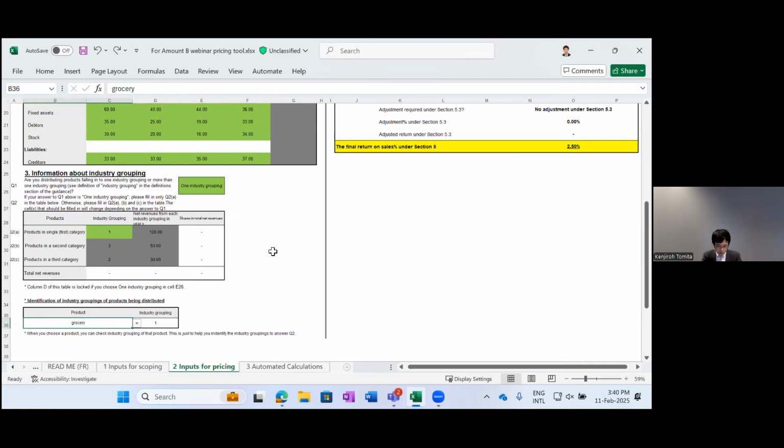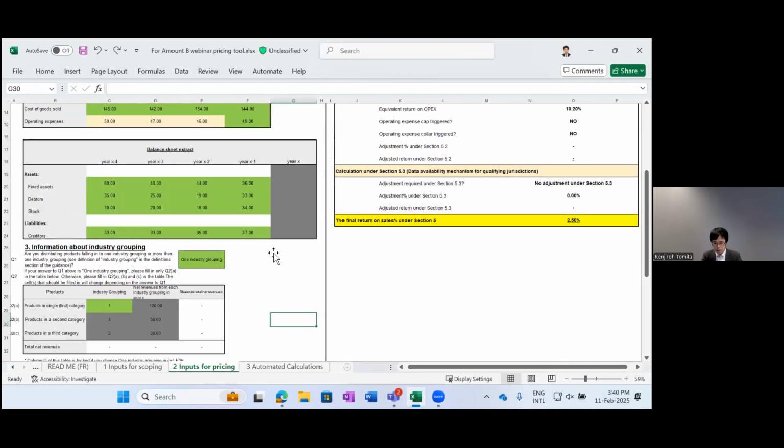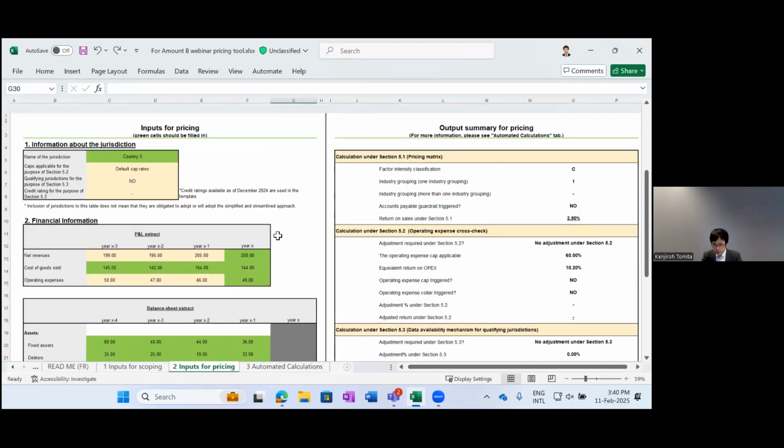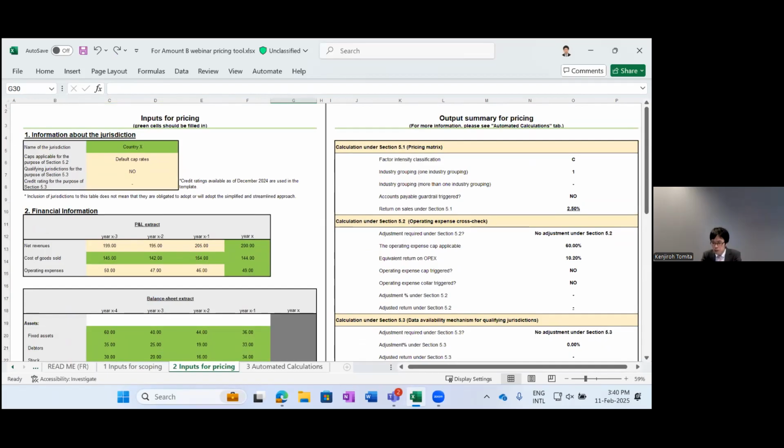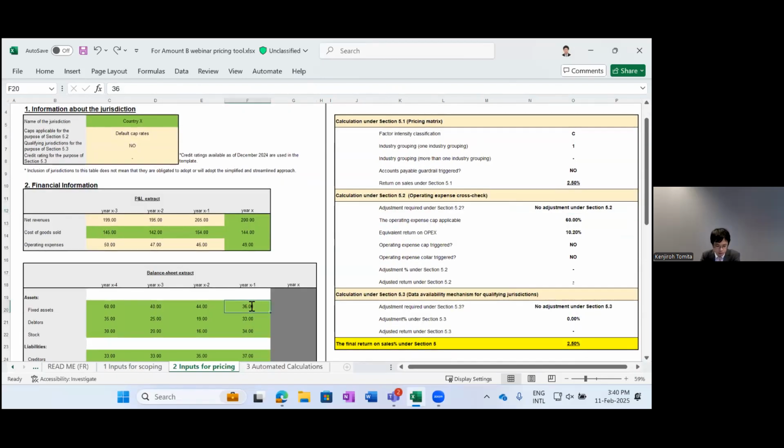Then let me change some inputs to show you how that affects the results. So as you see in the summary, with the current information, the factor intensity classification is C, the industry grouping is 1, and the return on sales under Amount B is 2.5%, and no adjustments are made under 5.2 and 5.3. Then when, for example, I increase fixed assets, that increases the OAS and changes the factor intensity classification to B, and the return goes up to 3% accordingly.